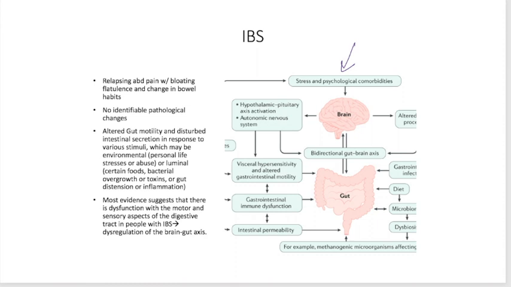comorbidities. So there's altered gut motility and disturbed secretion in response to many stimuli, which may be environmental, certain foods, overgrowth of toxins, many, many things. So you can see here everything that's playing into the potential of either constipation or diarrhea based, or it can be mixed. So you can have one, two, or both.